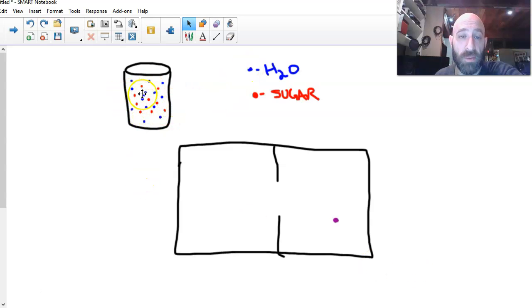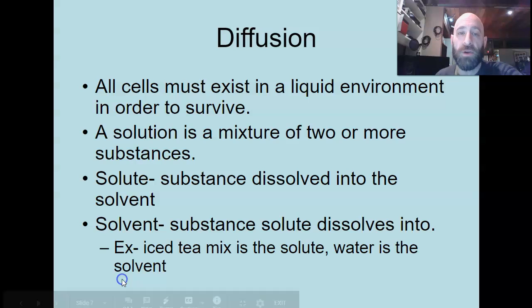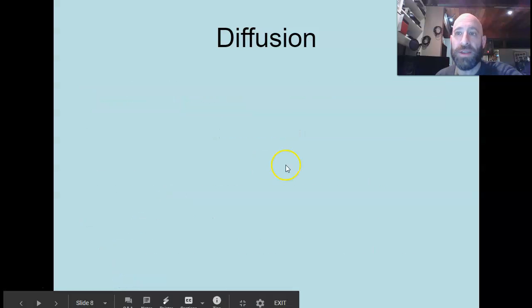You can see I drew little blue dots represent water, little red dots represent the sugar. The water would be the solvent, the sugar would be the solute because it's being added. And if you add more sugar, it's going to be sweeter, obviously. You're going to have a higher solute concentration. And if you add more water, you're going to have a higher solvent concentration. So solute is what gets dissolved into the solvent.